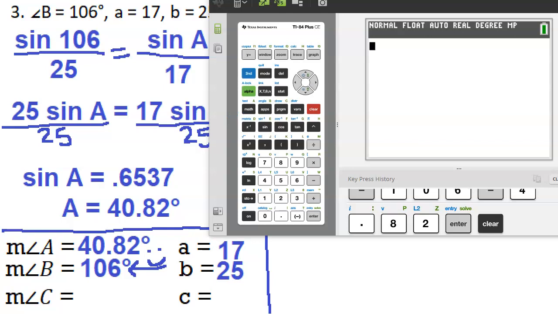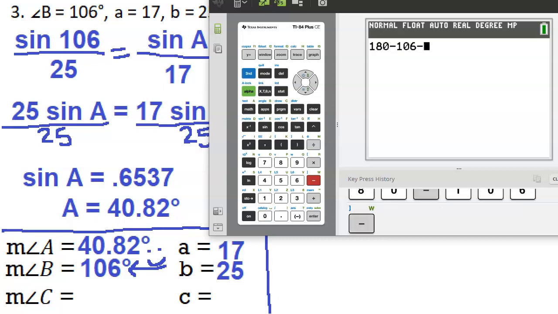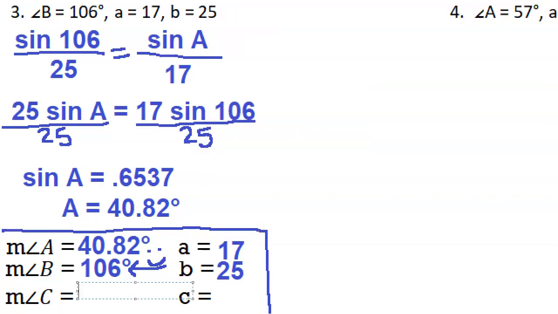So now all we have to do is, instead of worrying about that second one, just go through, take what you've been given, take it away from 180 to figure out that angle C is 33.18 degrees.